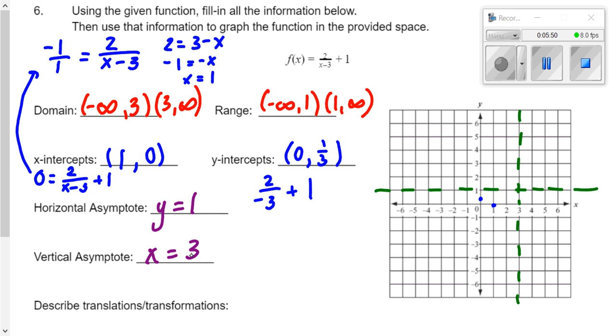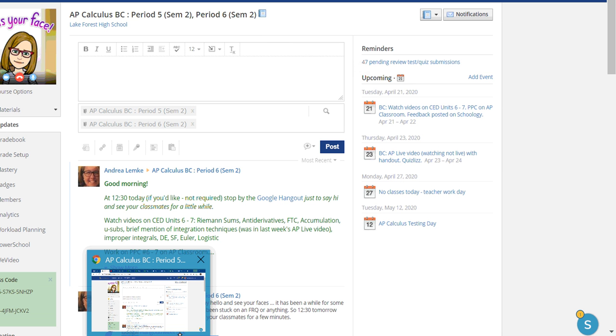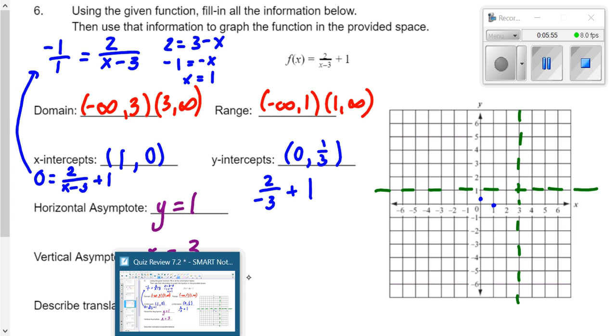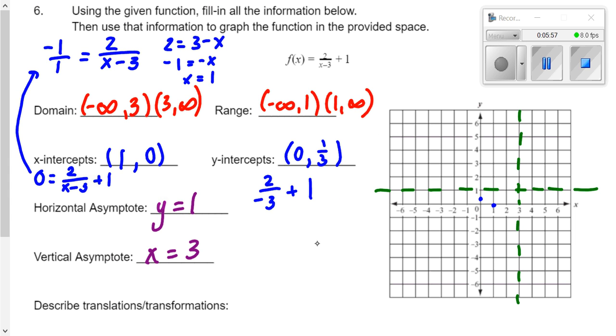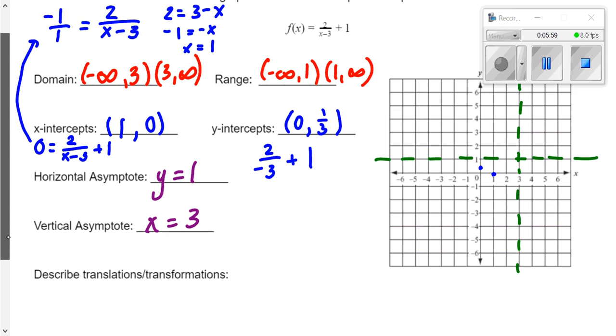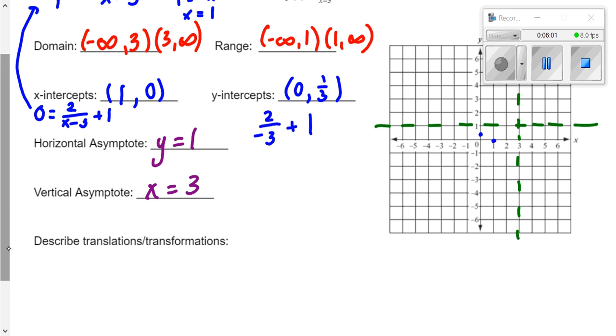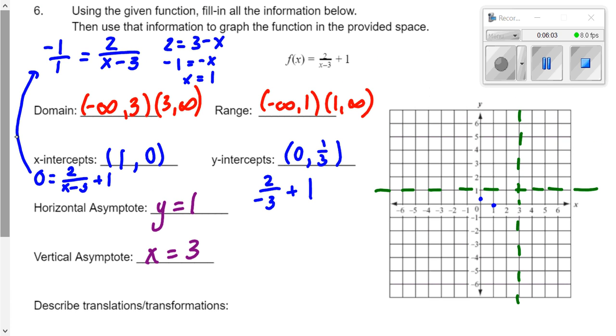And then it mentioned finding any translations. There's a lot of things on my computer right now. Find any translations or transformations. Okay, so we mentioned that the +1 was sliding up 1. This x minus 3 moves the graph 3 to the right. And then there's a stretch in the vertical direction by 2. Okay, so I'm not going to write all that. That's on my next slide, so I will just show you that.